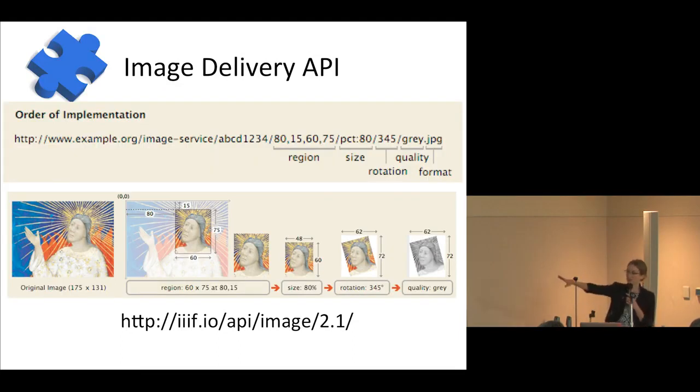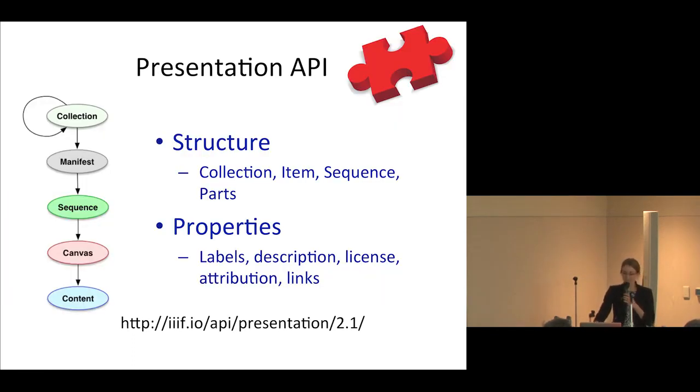You'll see a little bit more in depth about the APIs a bit later, but in general, this is the kind of thing that you can do with the image API. You can take a clipping of an image, make it bigger or smaller, change the rotation, and manipulate the color, all through URL syntax.